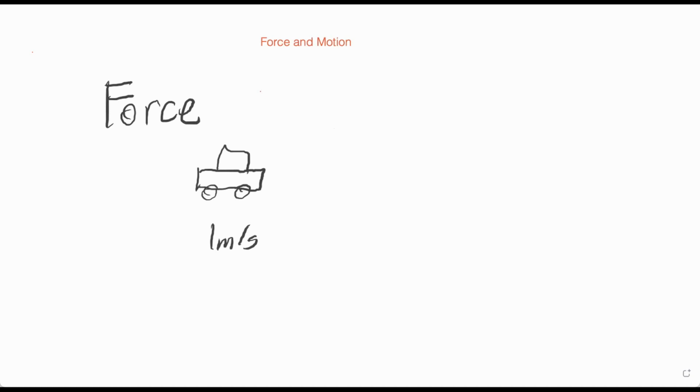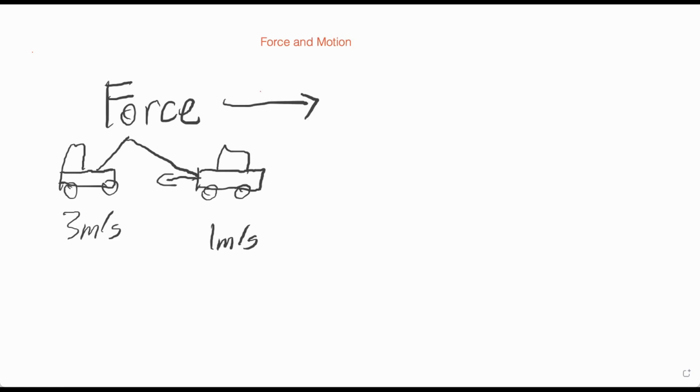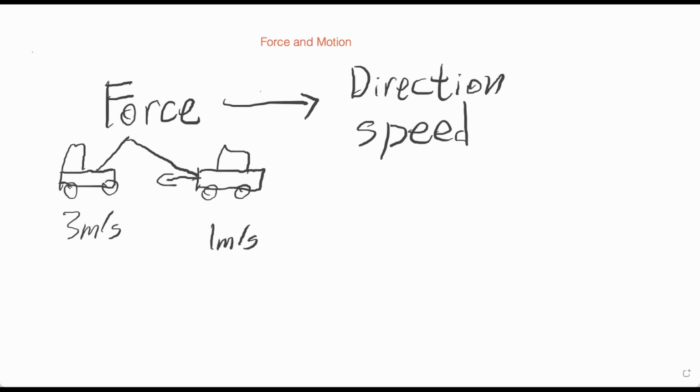If you imagined another car or a tow truck, if you will, it's pulling it, and this one is driving at 3 meters per second. This will pull this car. So pulling this car makes this car move faster, as you would imagine. So as you can see here, force affects the direction and the speed of an object, of any object.